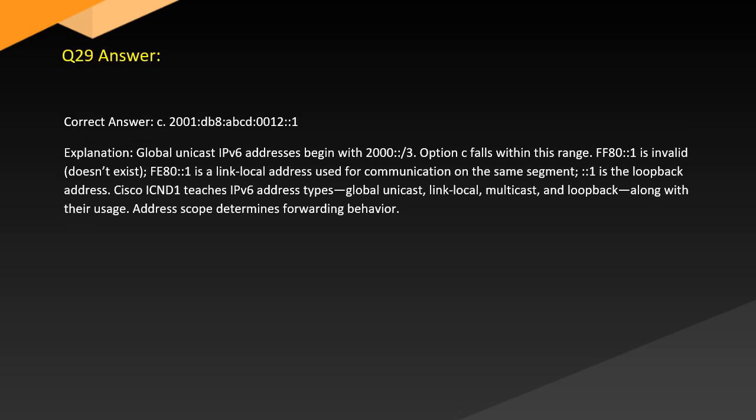Answer. Correct answer: C. 2001:DB8:12::. Explanation: Global unicast IP addresses begin with 2000::/3. Option C falls within this range. FF1 is a multicast range, not global unicast. FE1 is a link-local address used for communication on the same segment. ::1 is the loopback address. Cisco teaches IP address types: global unicast, link-local, multicast, and loopback, along with their usage. Address scope determines forwarding behavior.